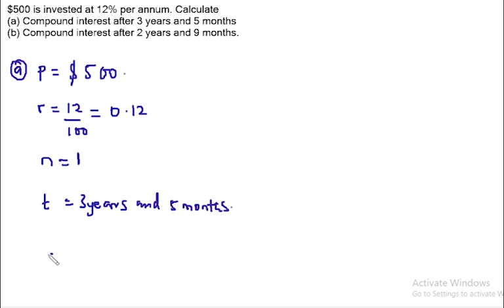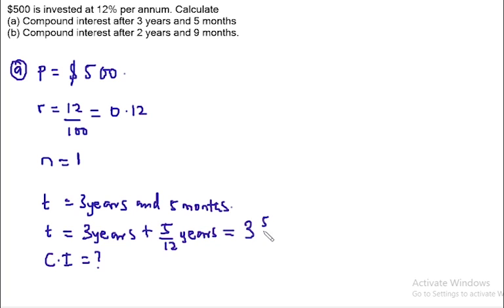We are looking for our compound interest. Our time in this case should be measured in years and not years and months. So to do that, we need to convert these months to years. So T here will be equal to 3 years plus 5 over 12 years. And this is equal to 3 and 5 over 12 years. This is a mixed fraction.